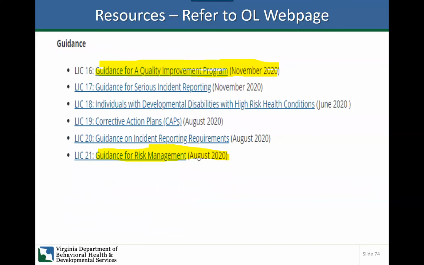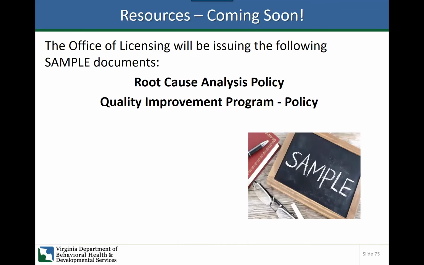And then the next page is the guidance documents. And that also is on our webpage. And it's really important to review that because it helps you with breaking down each of the regulations. And on the next slide, we are also going to be issuing a sample root cause analysis policy and a quality improvement program policy. So those are some new resources that will be coming soon. So please keep referring back to the Office of Licensing webpage, and we put all of those under that specific section related to QI-RM.